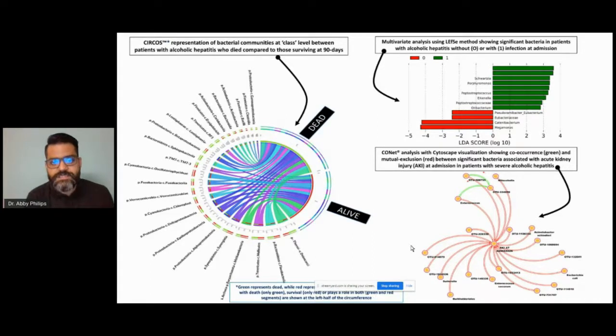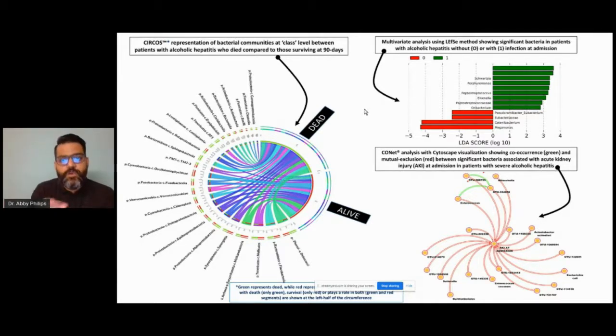So what our work currently is to look at what is happening in patients with alcoholic hepatitis who have severe disease versus a mild disease. And this is one of the papers that we have currently in peer review, where we show that patients who have died because of severe alcoholic hepatitis vis-a-vis those who survive, we have shown, and this is a Circos plot, and this is the multivariate analysis using DEFC method, that there are specific species that are attached to these events. Like you can look at the genera that are abundant in patients with alcoholic hepatitis who die versus the ones who survive.